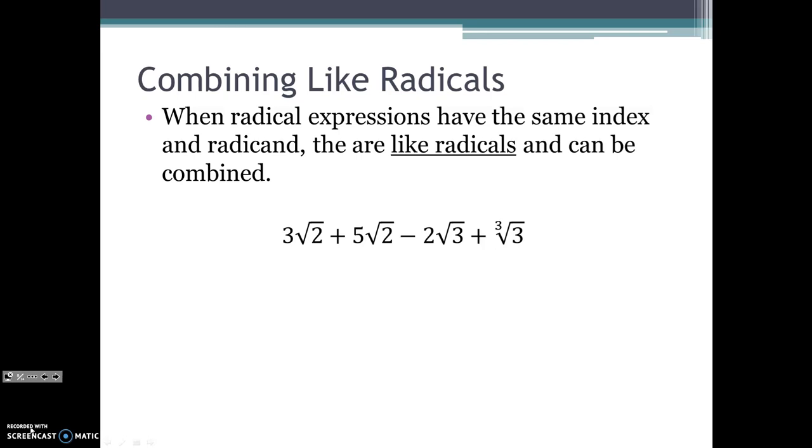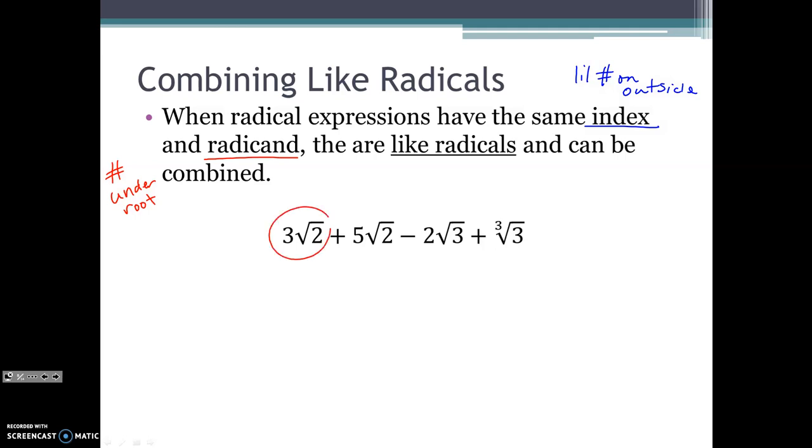Okay, so we can only combine radical expressions that have the same index and the same radicand. So remember, the index is the little number on the outside, and the radicand is the number under the root. So they have to have the same little number on the outside and the same number under the root. So as you guys are looking down here, which of these are like terms?